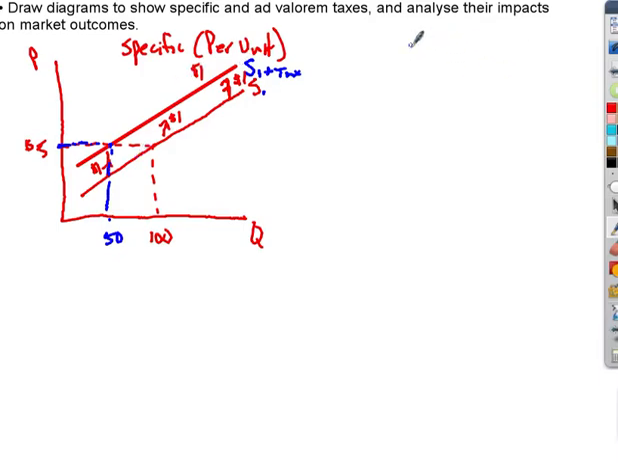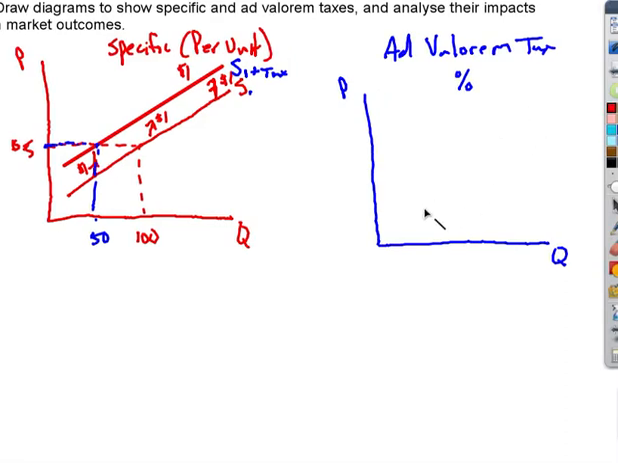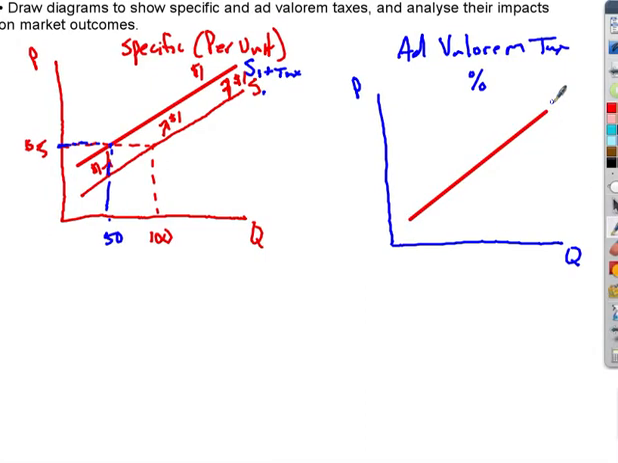But let's look at an ad valorem tax. Ad valorem tax. All right, and again, this is a percentage tax. So let's draw this down. That's Q. That's the price. You know what? Let's use a straight line. A red straight line. How about that? All right, and so we'll label this S1.